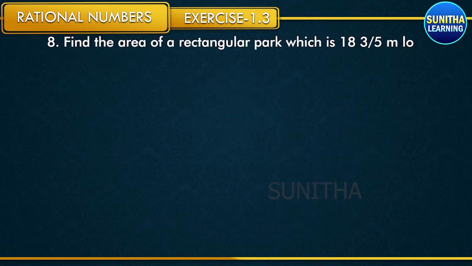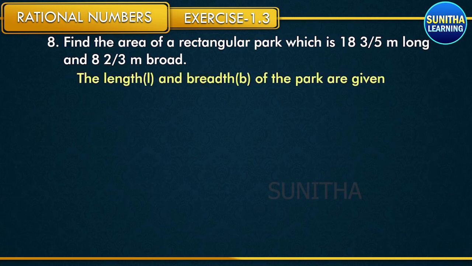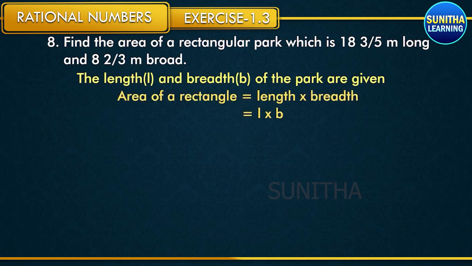Eighth question. Let's do the eighth question. Find the area of a rectangular park which is 18 3 by 5 meters long and 8 2 by 3 meters broad. So length and breadth are given. Now look at the diagram over there. Here the length is given and the breadth is given. We know it is a rectangular park. Find the area. Area of a rectangle is what? If you consider length is L, breadth is B, then area is equal to L into B.